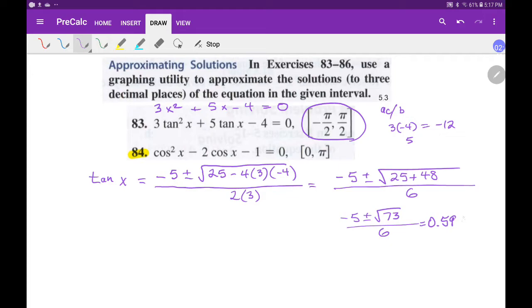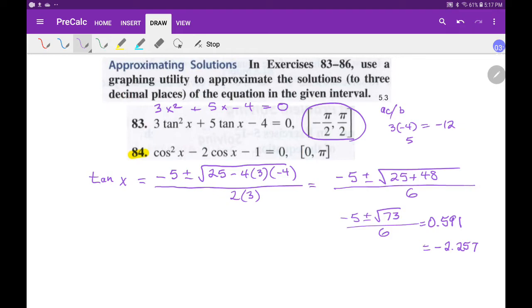0.59. They said 3 places. I round to 1. Okay. And then what happens if I do the same thing, but this time I say minus? So I subtract the square root this time, and I divide by 6, and I also get negative 2.25. Don't have to round this time. I'll just leave it at that.